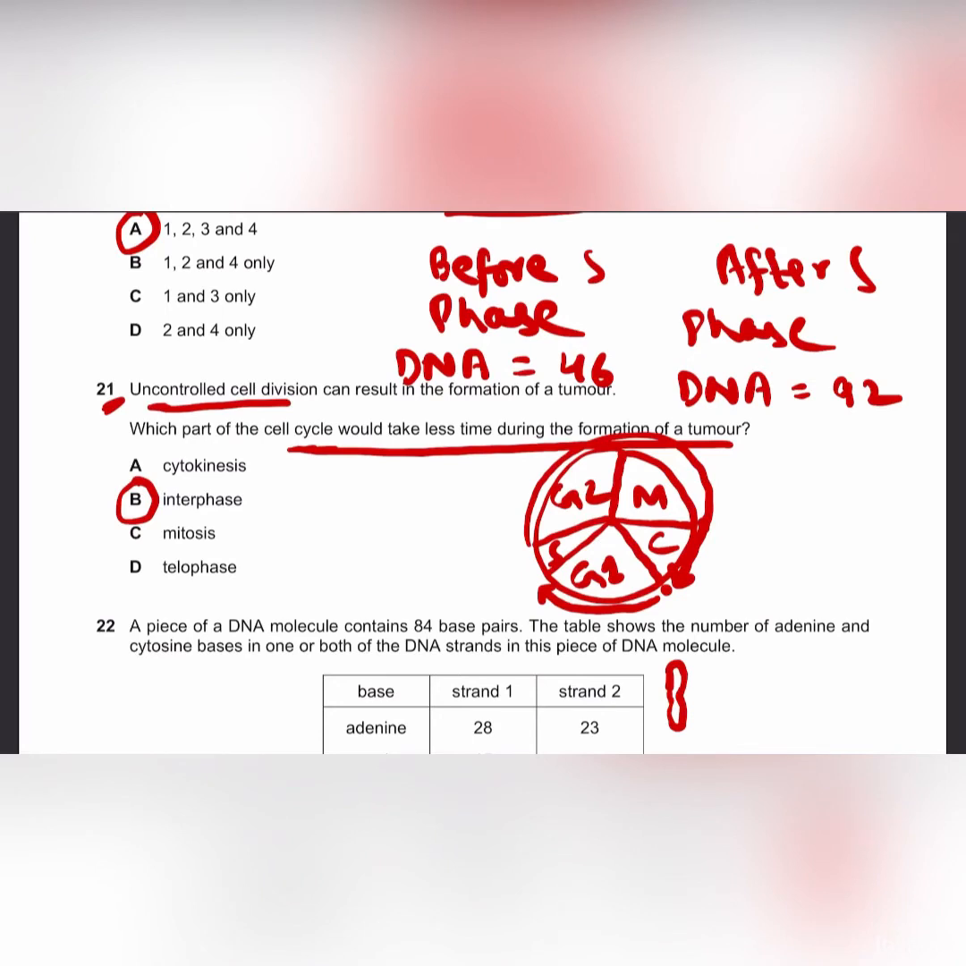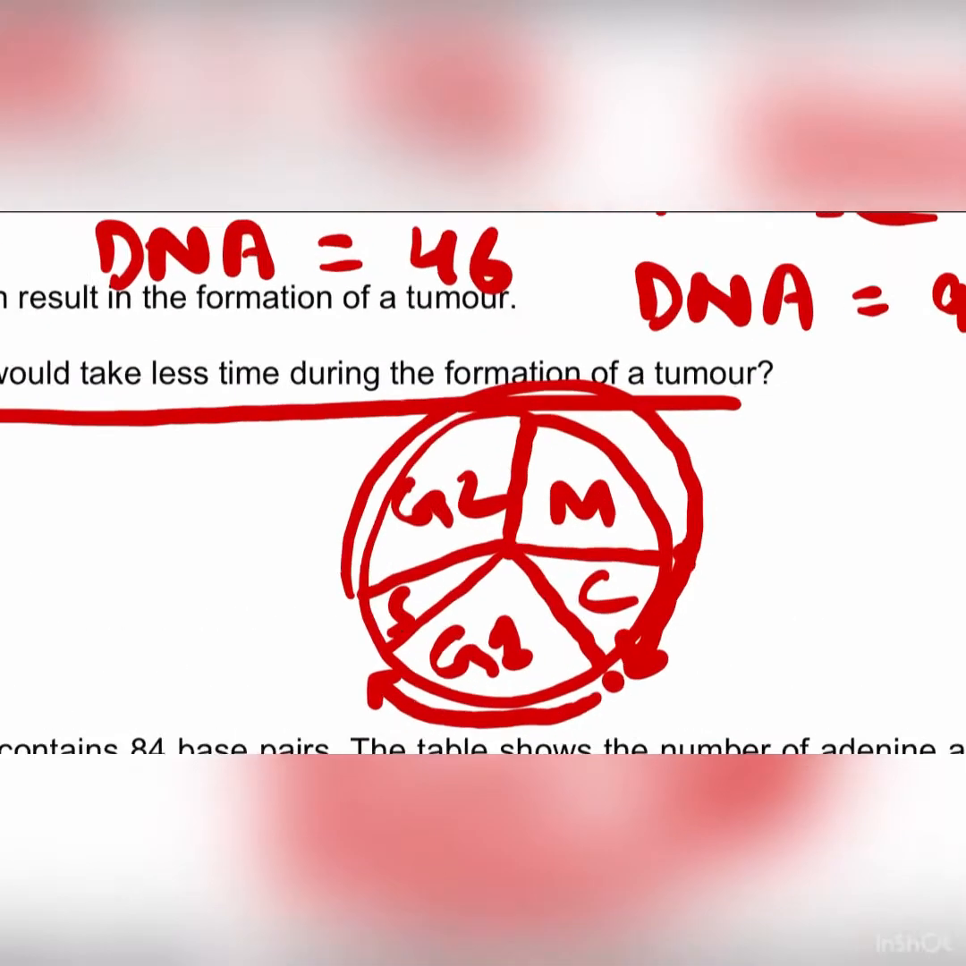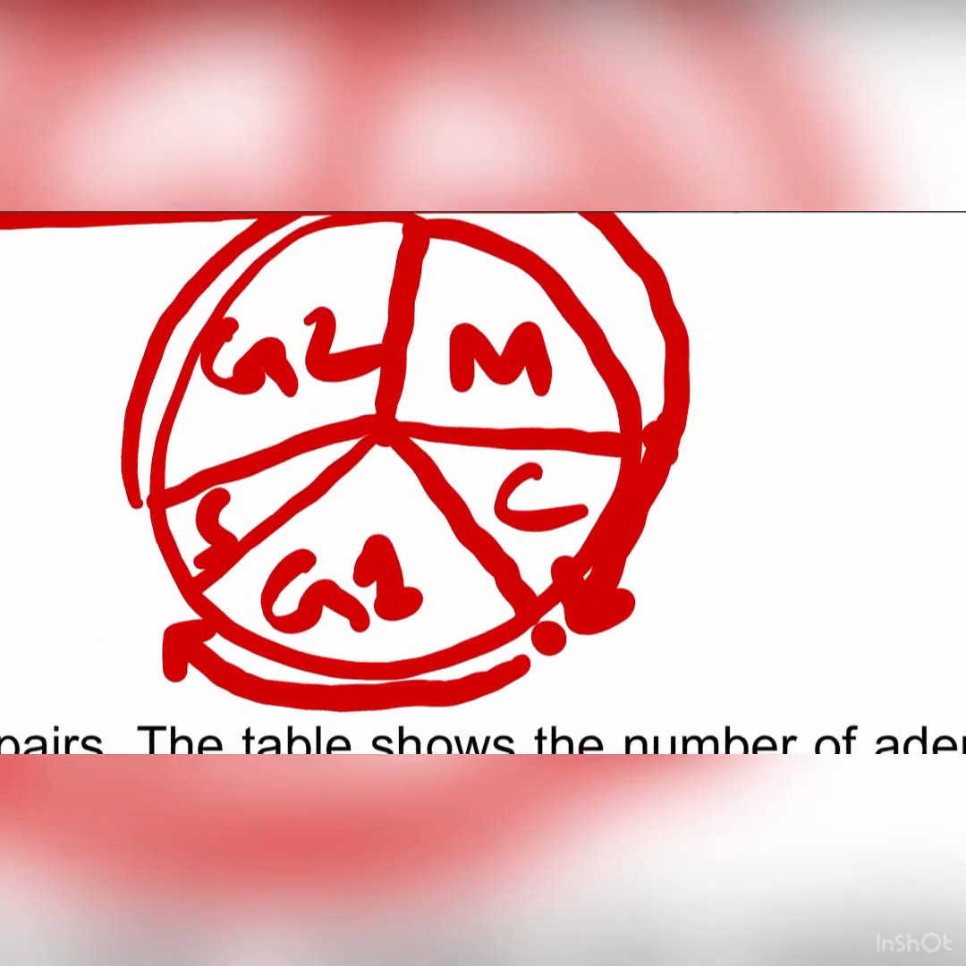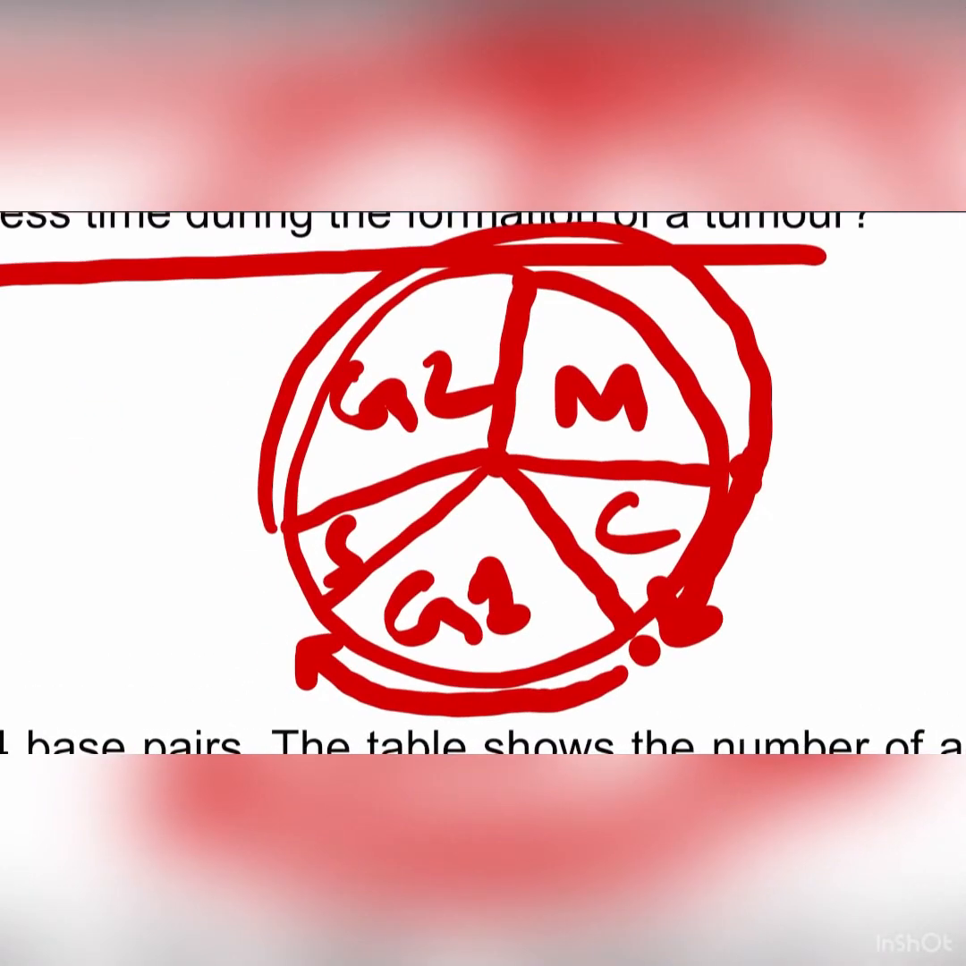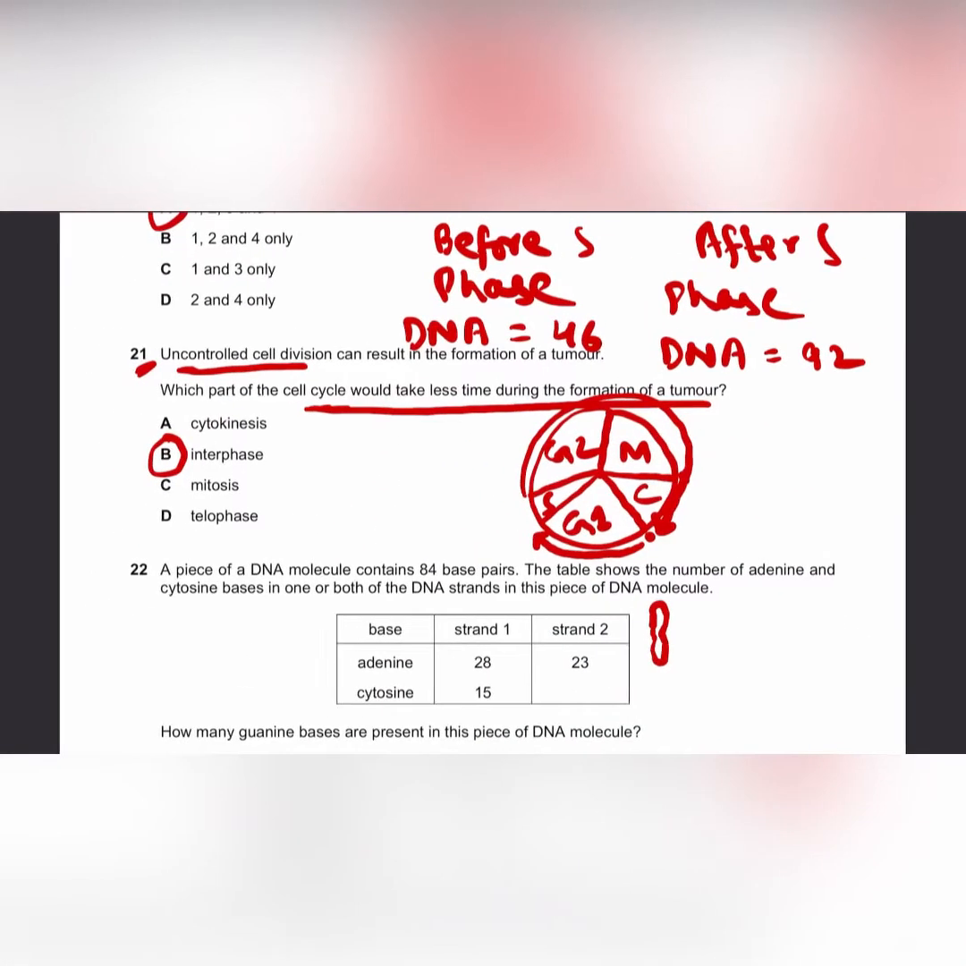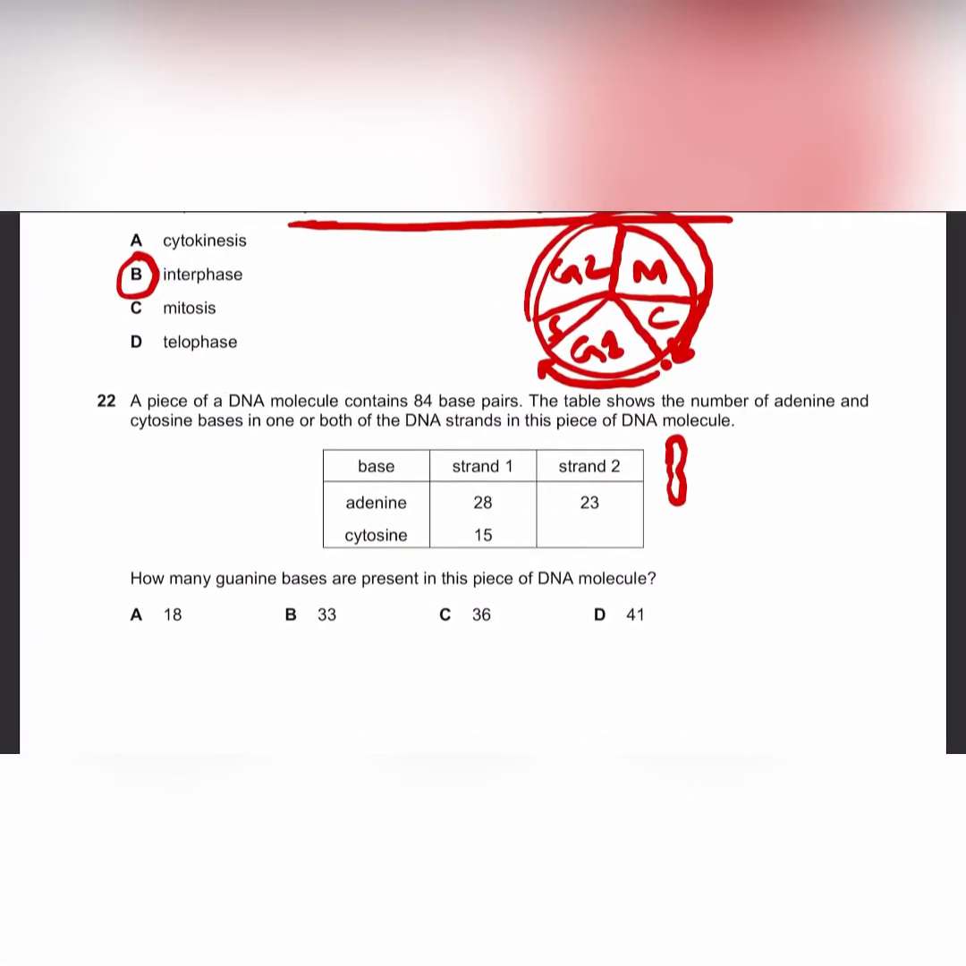A tumor cell divides very rapidly, and in that case, the interphase shortens. However, the M phase and the cytokinesis have the same length of time, but G1 phase, S phase, and G2 phase shorten. It means interphase is shortened. Let's move on to MCQ number 22.